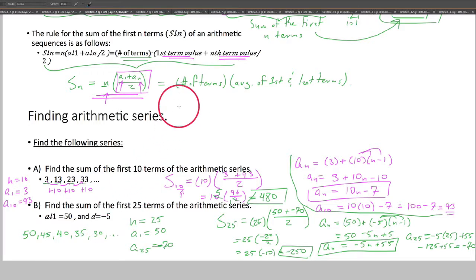So in terms of finding arithmetic series, we just want to know this rule right here that says you can always find the sum of the first n terms by taking the number of terms times the average of the first and last term value.